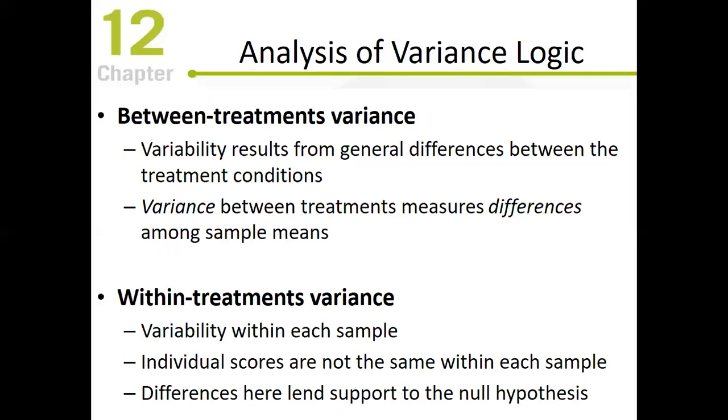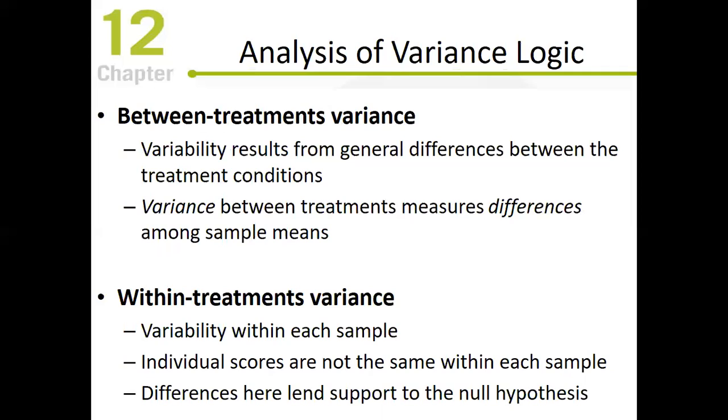When our within treatments variance is really high, when people are responding chaotically in each one of our treatment conditions, it supports the null hypothesis, that there really aren't any meaningful differences across these treatments. Remember, high variability obscures patterns. When you have high variability within the groups, it becomes really difficult to figure out what's going on.